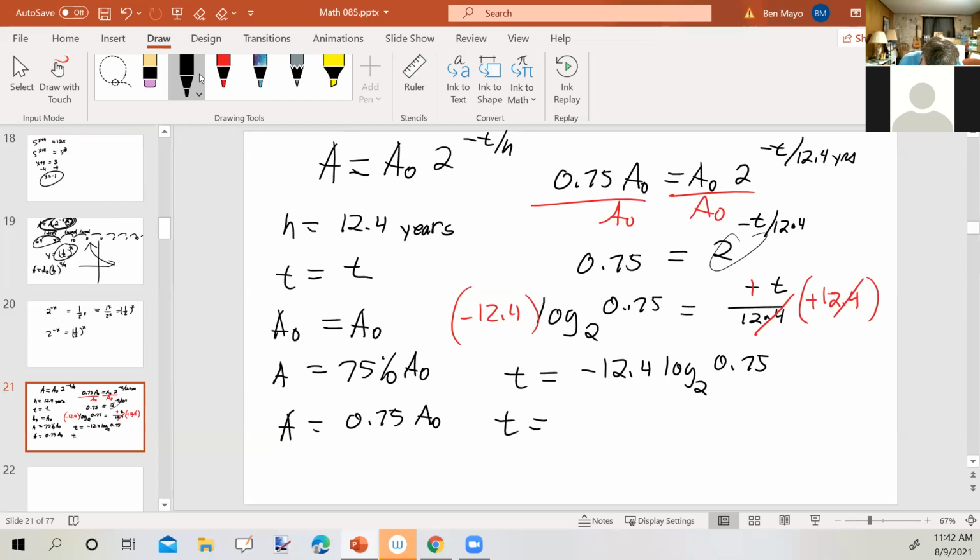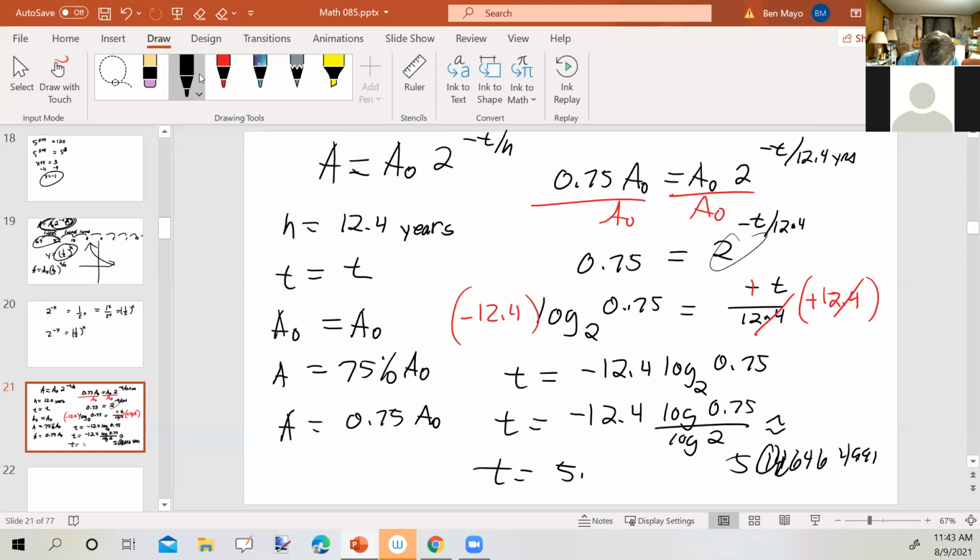So my next step is going to be to use the change of base formula. So I'm going to have log of 0.75 over the log of 2. So going to the calculator, negative 12.4 times the log of 0.75, close it up, divided by the log of 2. Make sure that you're using the same log in both cases. I'm getting 5.146464991. And let's see, they rounded to the nearest tenth of a year. So the 4 would round down. So time equals approximately 5.1 years.